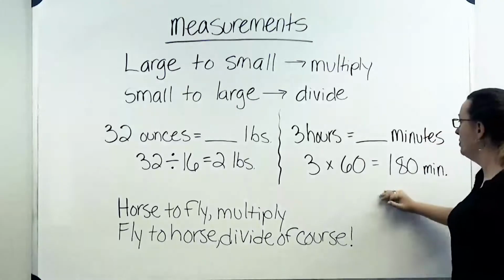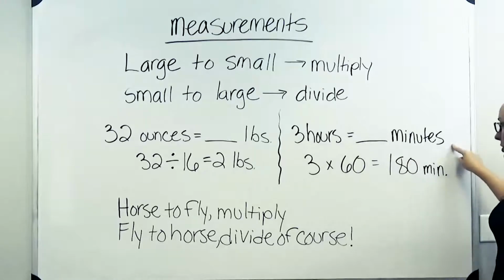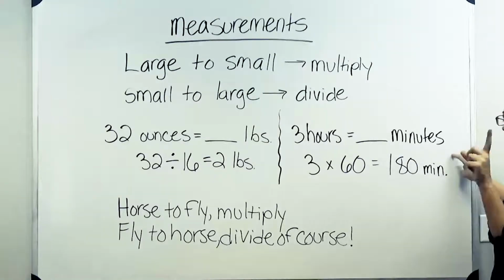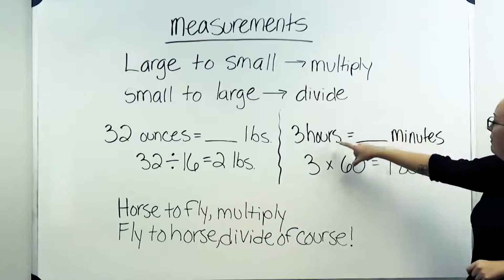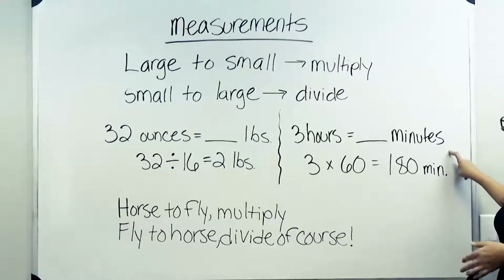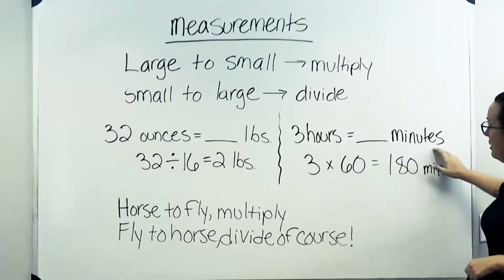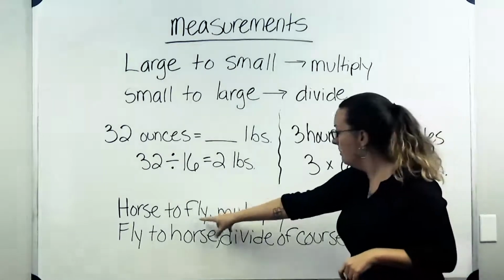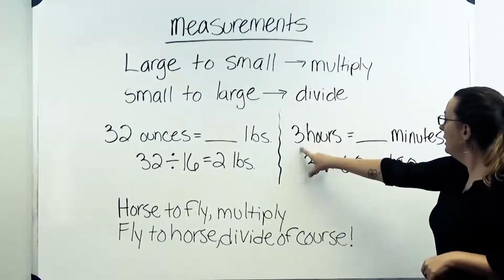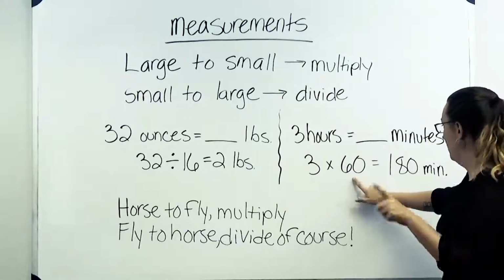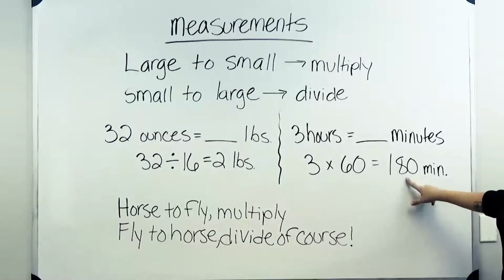We have an example where we multiply. We have 3 hours equals how many minutes? We would first need to know how many minutes are in 1 hour. There are 60 minutes in 1 hour, and then we need to decide which one is larger, hours or minutes. 1 hour is larger than 1 minute, so we're going from a larger unit to a smaller unit. We are going from horse to fly, because a horse is larger than a fly, so that means that we would multiply. We multiply the 3 times the 60 minutes that are in 1 hour, and 3 times 60 is 180 minutes. So therefore 3 hours would be 180 minutes.